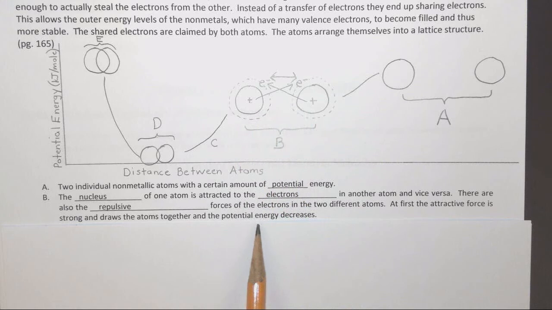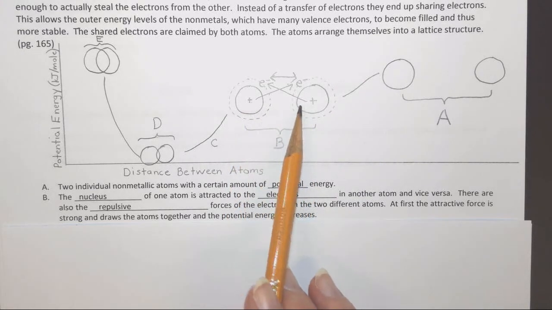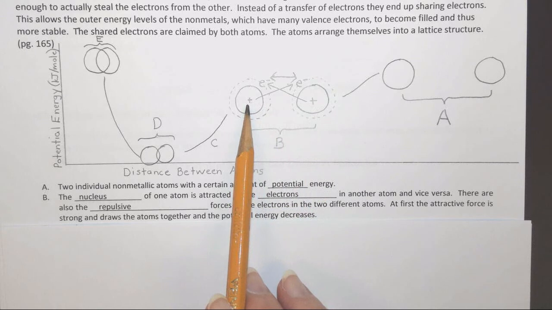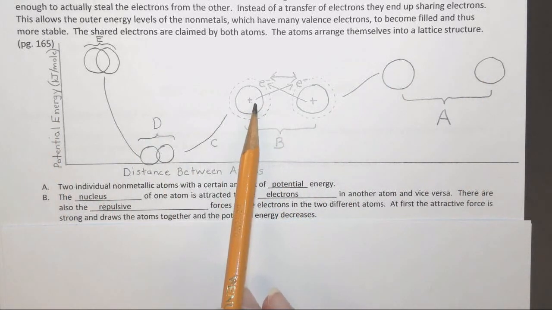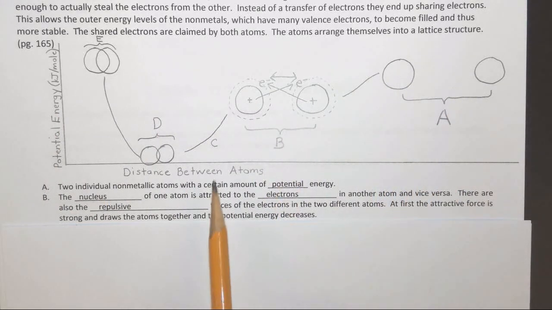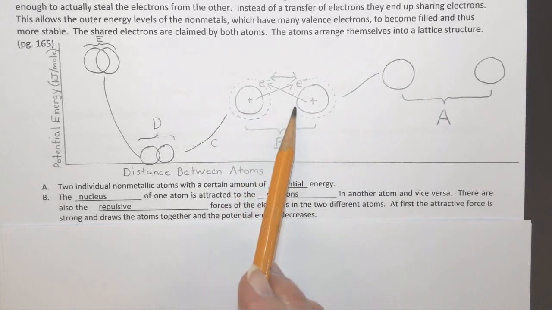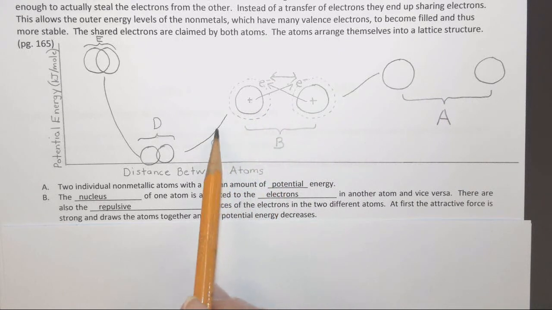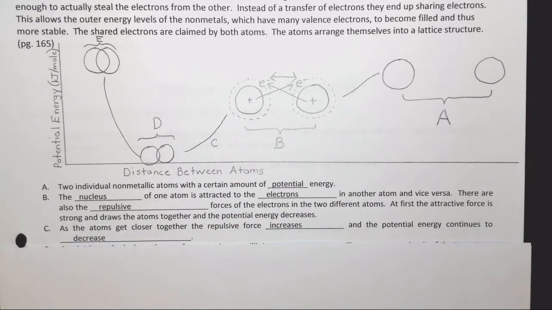The potential energy decreases, right? Their position is that they are closer to each other. So that's why they are lower in the picture compared to here. The potential energy at this point is a little bit lower than when they are just individuals. As that attractive force continues to draw them together closer and closer, their potential energy continues to decrease. And so that's what this is representing here, is that they are getting closer and closer together.